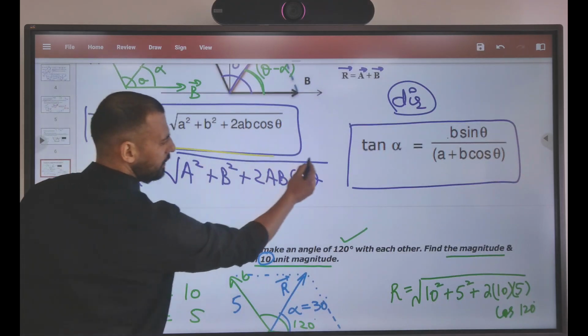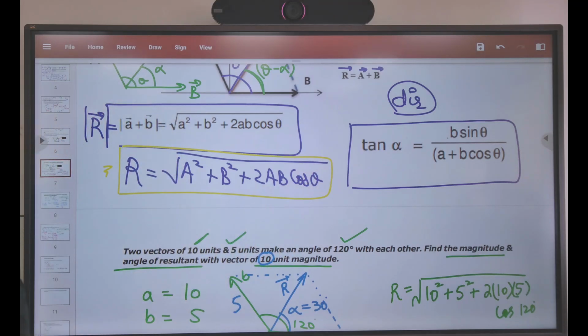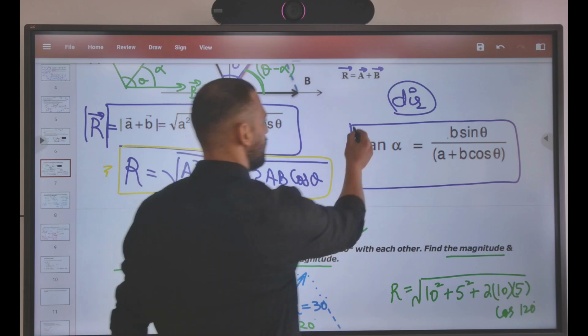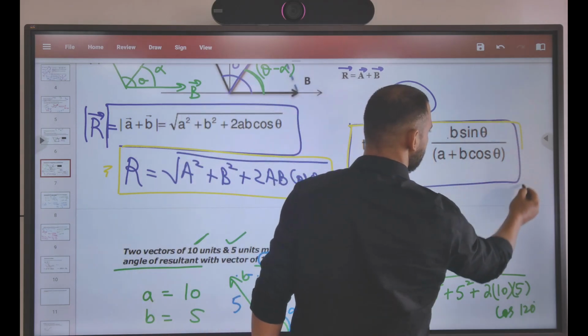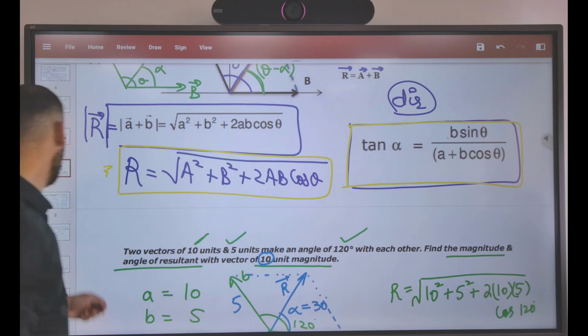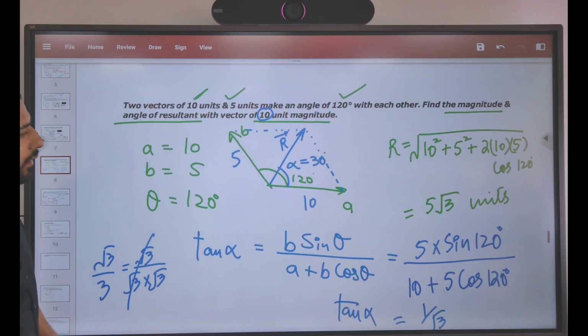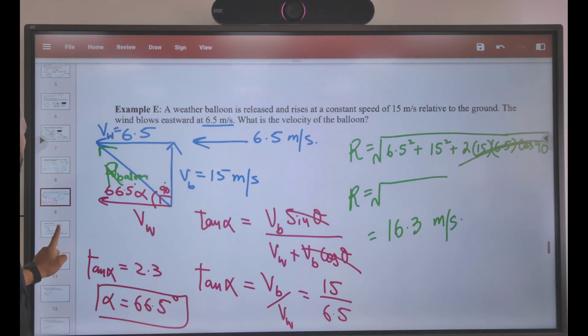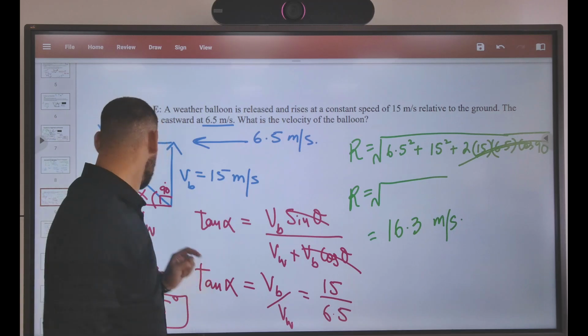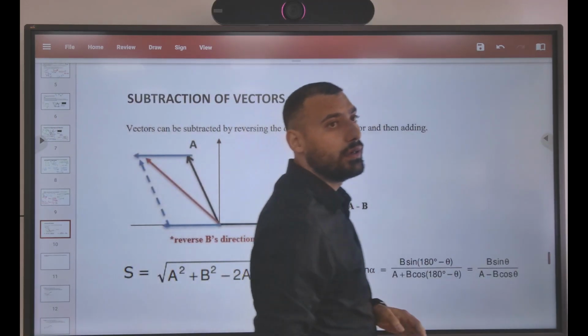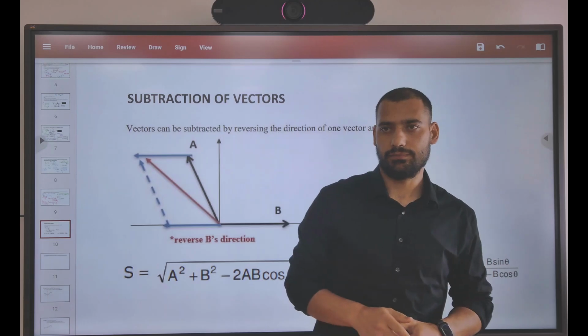was this, right? And for direction, we had this. I think, yeah, we solved some numericals as well. So today, we are going to discuss how do you subtract vectors.